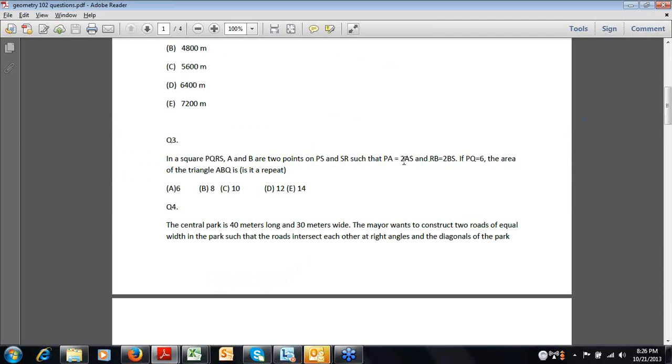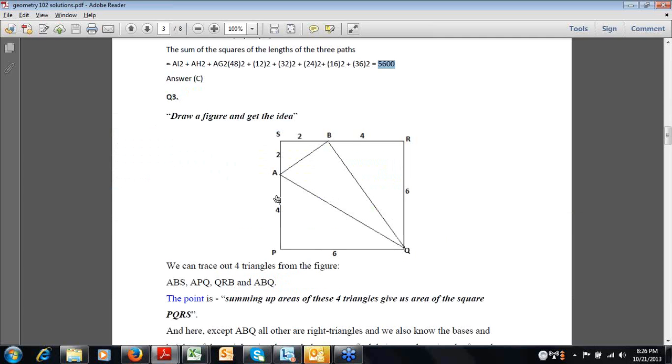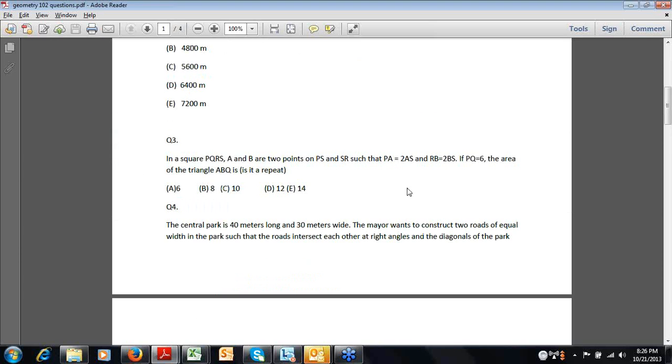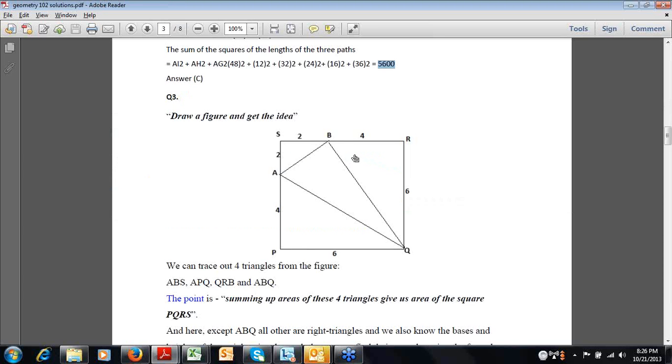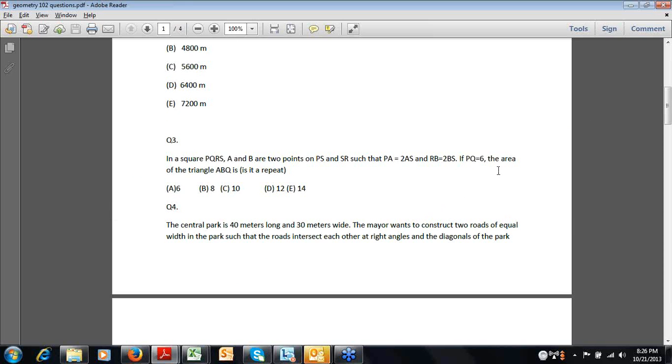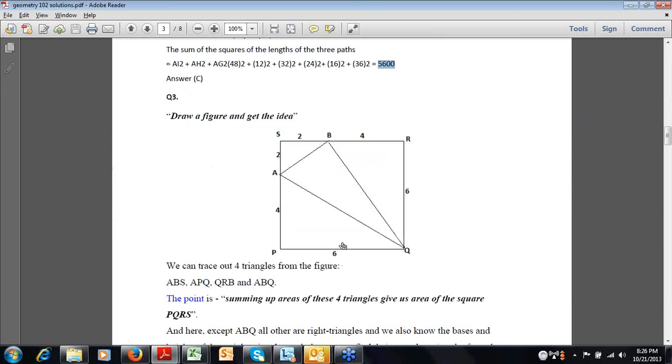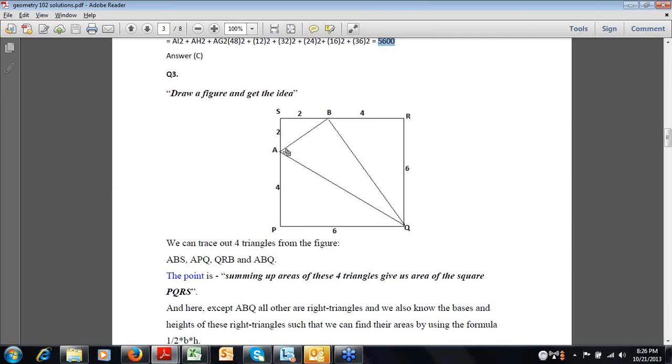What is the condition they have given? PA is equal to 2AS and RB is equal to 2BS. Now what are they asking? If PQ is equal to 6, the area of triangle ABQ. This triangle area they are asking.